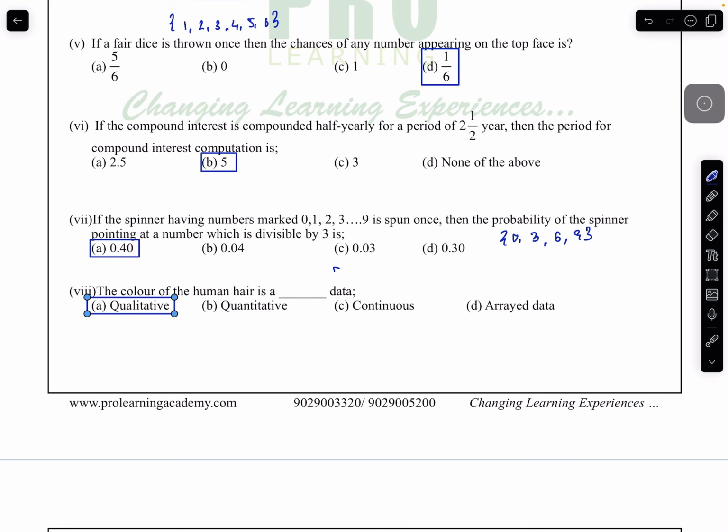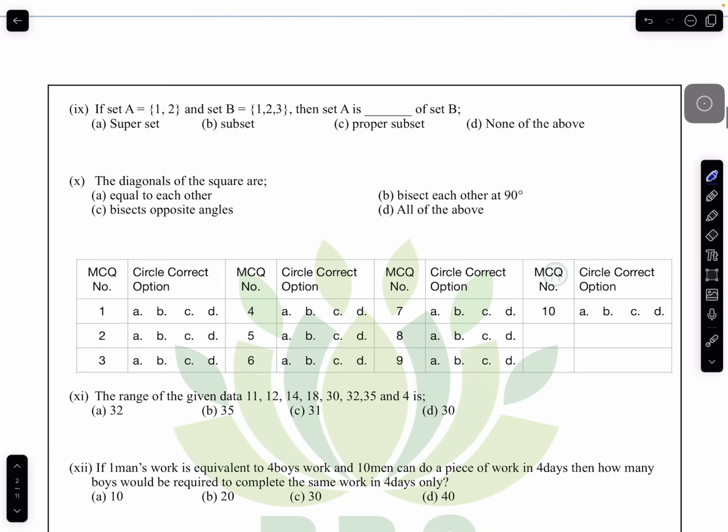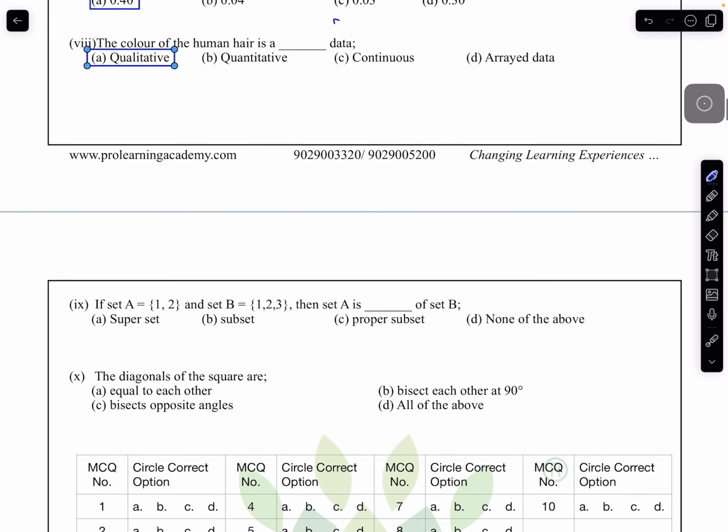So then it becomes quantitative data. If we move on to the next one, the answer for this one, that is the eighth MCQ, was qualitative data.